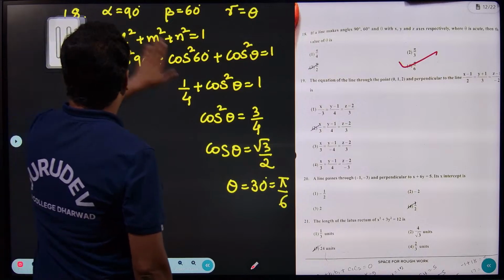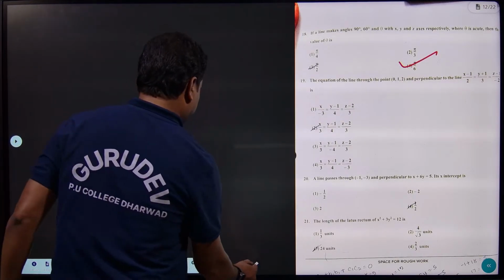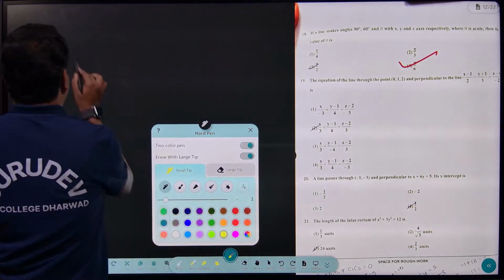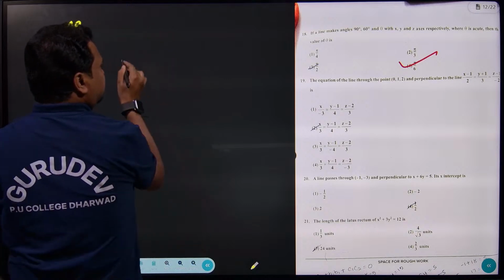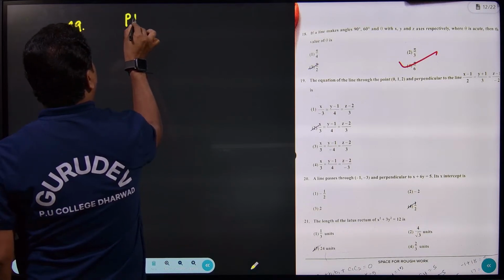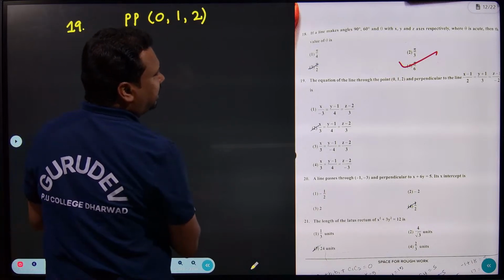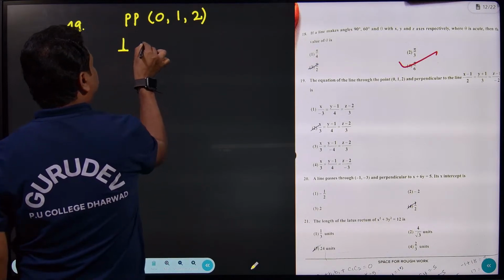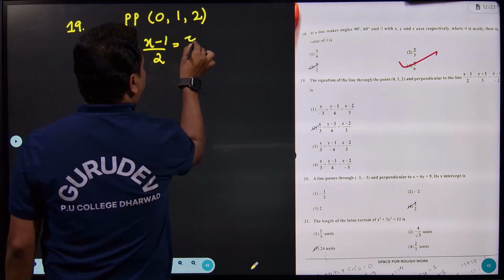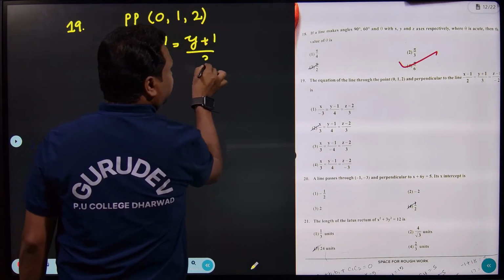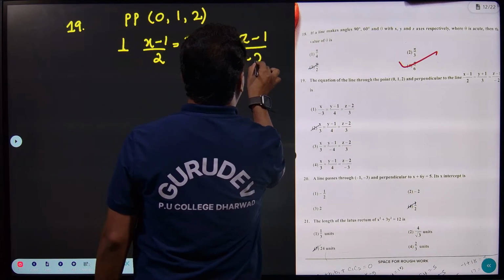Yes. We'll go for the 19th one. There is a line which is passing through the point 0, 1, 2, and a perpendicular relationship is given with respect to (x minus 1) divided by 2, (y plus 1) divided by 3, (z minus 1) divided by minus 2.